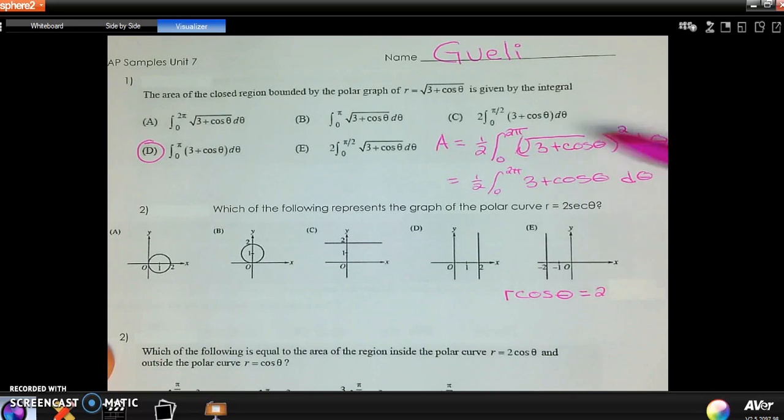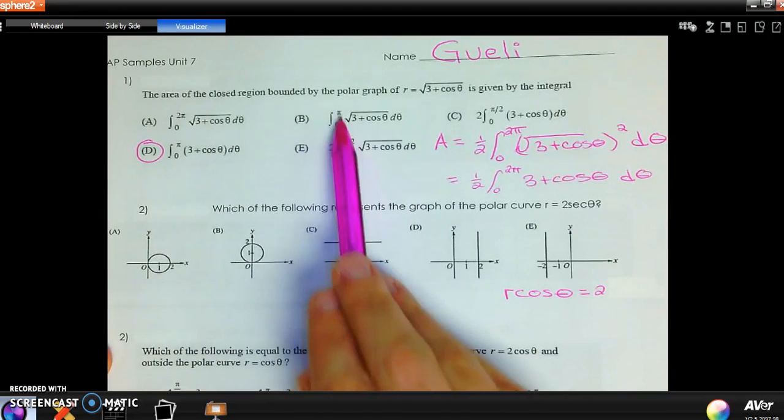And you're like, well, squares and square roots kill each other off. So you get to here. And again, that's not an answer choice. So this is what I was talking about, where the answer choice that you come up with may not actually be a selection. So what you're going to have to do is look at the other answer choices and see which one would yield the same result.